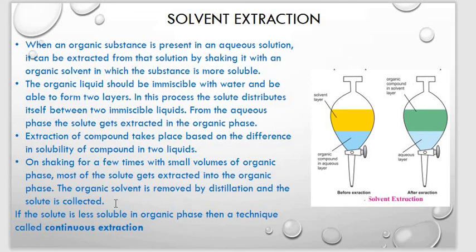If the solute is less soluble in the organic phase, then the technique is called continuous extraction. Here, the same amount of organic solvent is used repeatedly for extraction, and this technique involves continuous distillation of the solvent within the same assembly. Thus, the use of a large quantity of organic solvent is avoided. So, this is the solvent extraction process by which we separate organic substances.